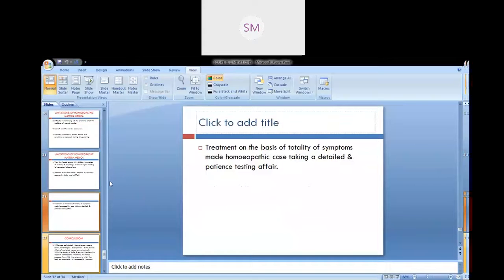Treatment on the basis of totality of symptoms makes homeopathy detailed and a patient-testing affair, because we all know that in homeopathy we have to choose the remedy based on symptomatology, based on the totality of symptoms.